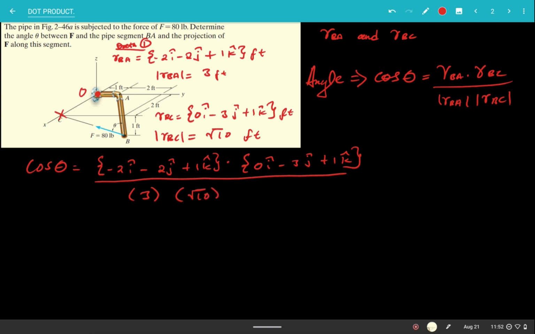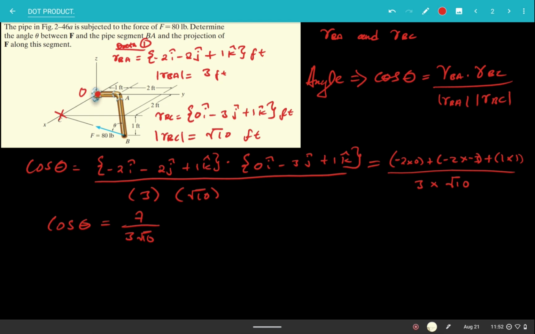Now remember, when it comes to the dot product, it's always you multiplying the component in the I with that in the I. So that would be minus 2 times 0 plus minus 2 times negative 3 plus 1 times 1 over 3 times root 10. Therefore, cos theta is equal to, if we compute this, 7 over 3 root 10.